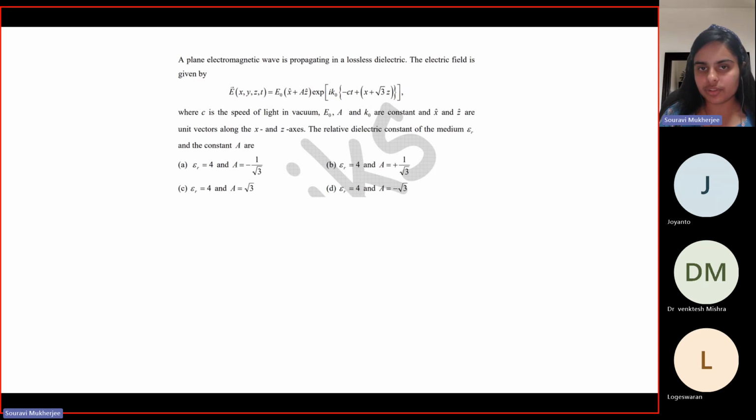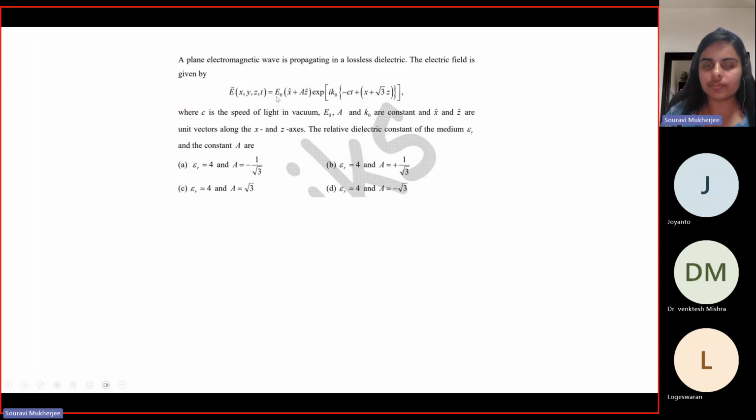Okay. Now, based on what we had just discussed, let us try to solve some questions. Here, what this question is telling us is that you have a plane electromagnetic wave propagating in a lossless dielectric and the electric field is given. The question asks what the dielectric constant of the medium is and what A is. We have to find epsilon r and A.